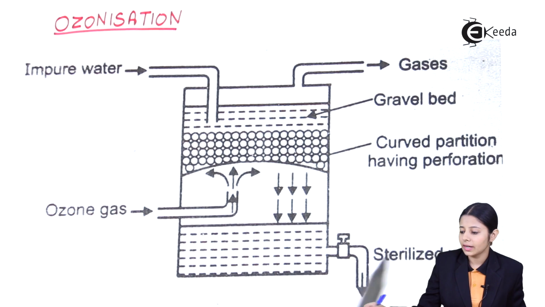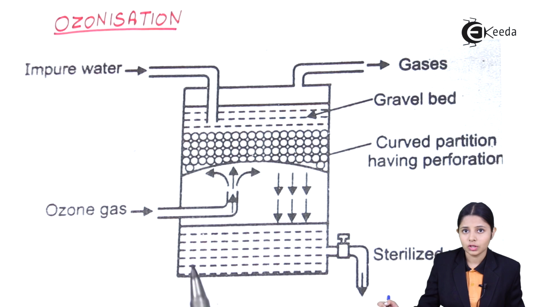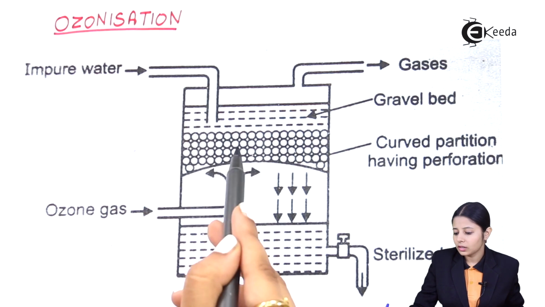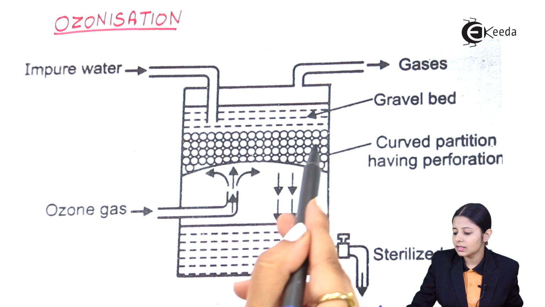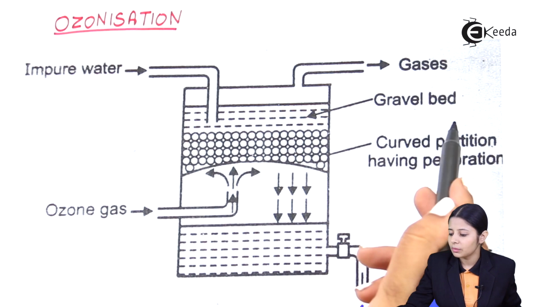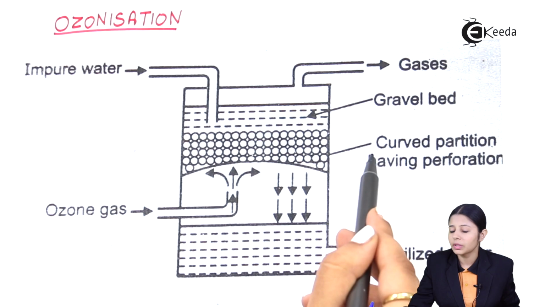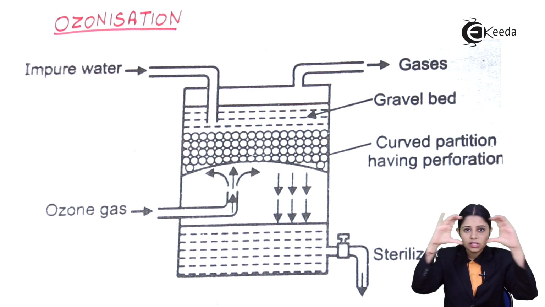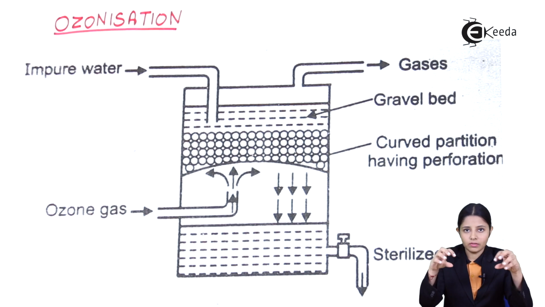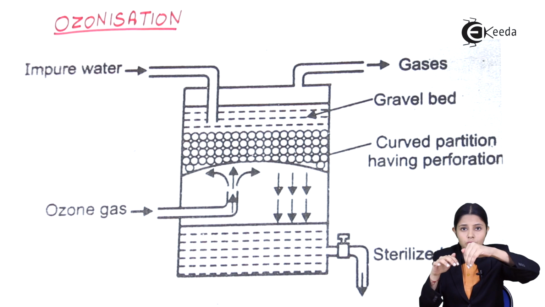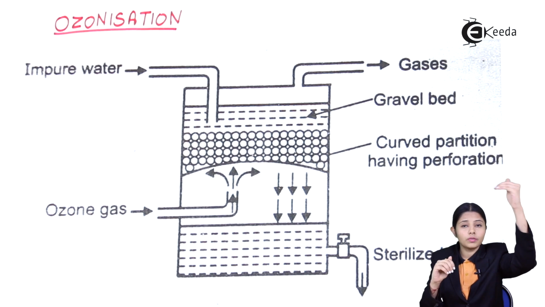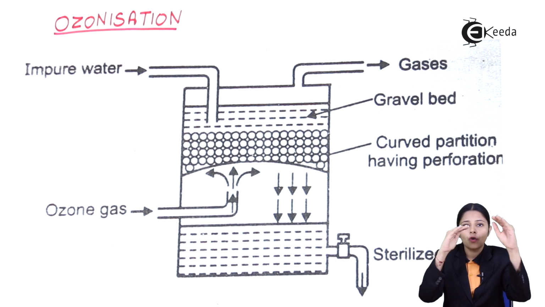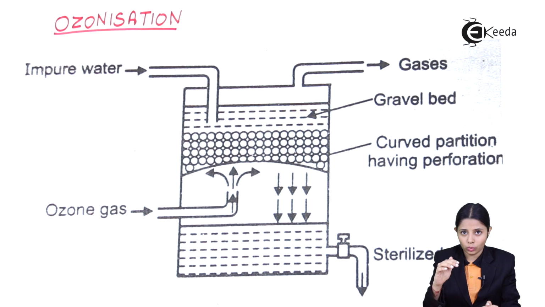Let us first see the entire process of ozonization. Ozonization takes place in this tank. The impure water gets into the tank through this inlet. Now we can see that this tank has a gravel bed. What is a gravel bed? It is nothing but a perforated partition. For example, this is my tank, and on this part there will be stones and gravel. The water which comes in through the inlet has to pass through this perforated partition of the gravel bed, and it will come down.